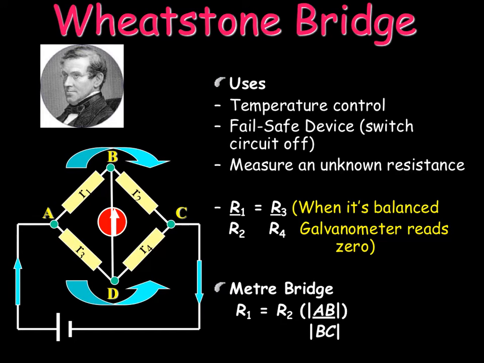The idea is that you set up this bridge with R1, R2, R3 and R4, and you connect between B and D a very sensitive galvanometer. When it reads 0, then the Wheatstone Bridge is considered balanced. In that case, R1 over R2 is equal to R3 over R4, reading them 1, 2, 3, 4 in the way that they are there.